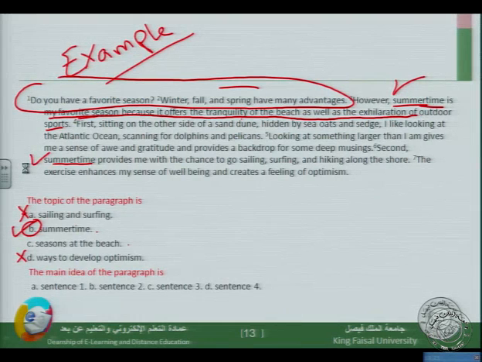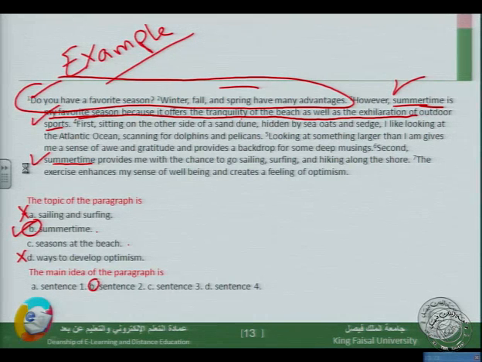So in this case, the main idea and the topic were located in the first and the second line. So the main idea of the paragraph is sentence 1, sentence 2.